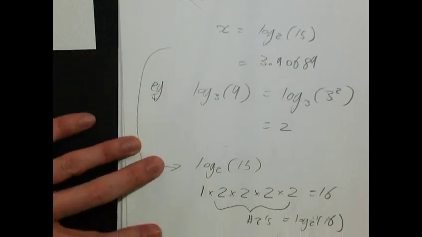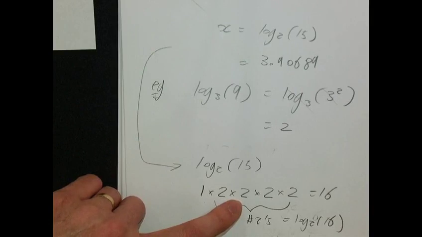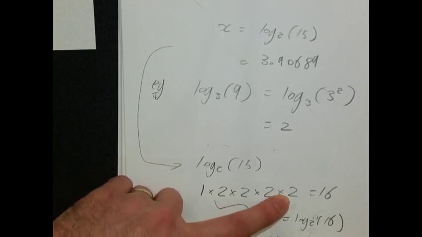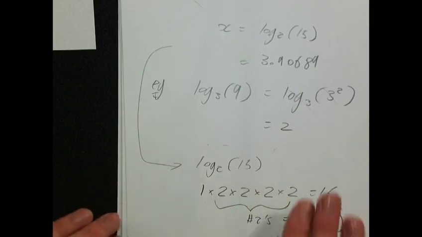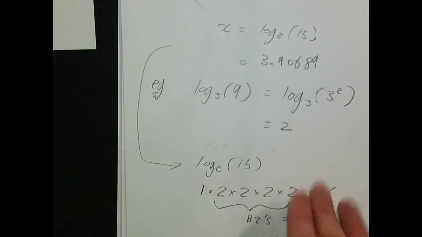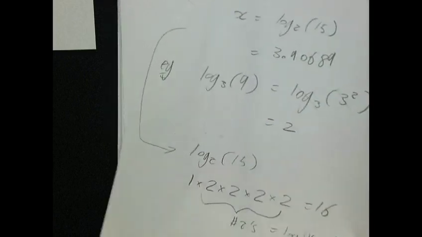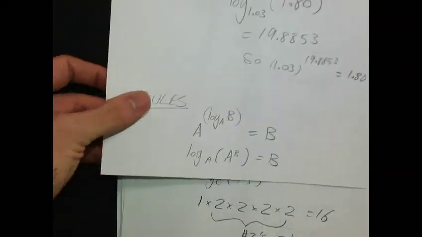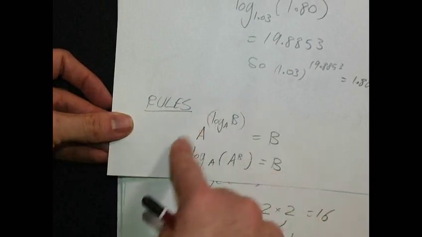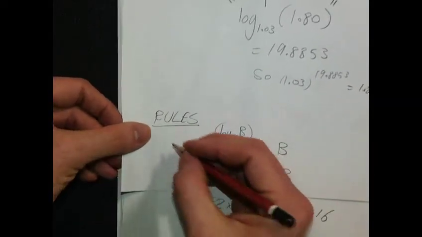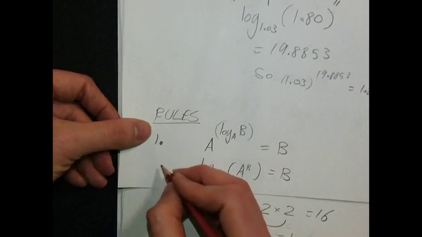But it's not a whole number because log 2 of 8 is 3. So I know that when I got to 3 2s, I was at 8. When I got to 4 2s, I was at 16. So log 2 of 15 must be somewhere between 3 and 4. And it's got to be closer to 4 than 3, because 15 is closer to 16 than it is to 8. So that's the other way of thinking about what logs are doing. But most people find it easier to just remember these rules. Okay, so that's my rule number 1, really. That's the definition.